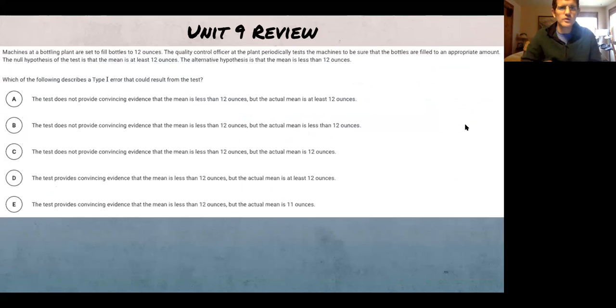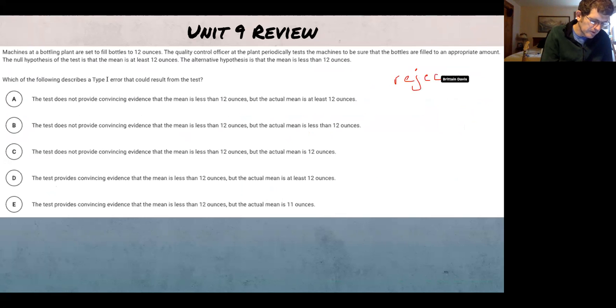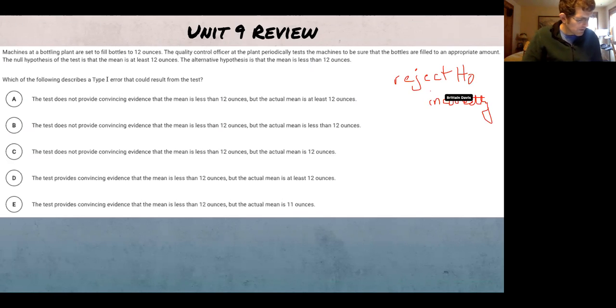All right, and the last one that we're going to look through, it's basically asking how would a type 1 error occur in this situation? This is when we reject the null. So we're rejecting the null incorrectly.